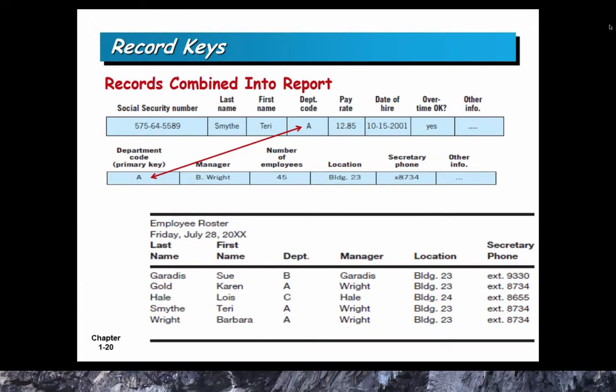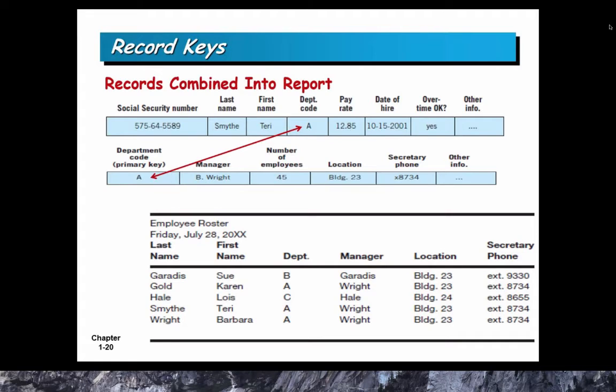Let's talk about keys. In this case, it's not necessarily the best way to do it, but Social Security number is the primary key for your employee table. And you also have a department table where A is the primary key. It's just a department letter. Department code here is a foreign key on the employee table that points to a primary key on the department table.